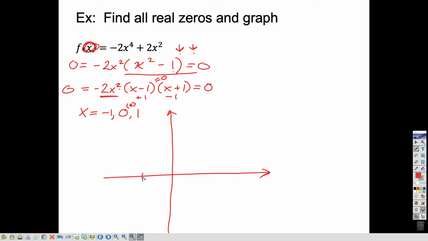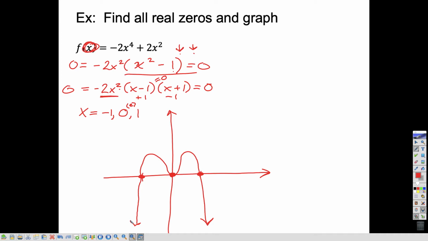We know negative 1 is going to be important. We know 0 is going to be important. And we know 1 is going to be important. It's going to start down here, then go up, and then come down, bounce, and then come down. It's an M.